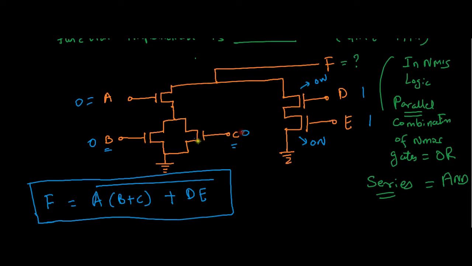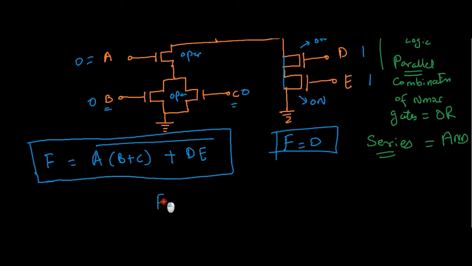Okay. At that time this will be open circuit and this will be open circuit. But since D and E are on, so this will be a closed circuit. So the logic function F will be equal to 0. So in this case, if you give the inputs here, F will be equal to 0 into 0 plus 0 plus 1 bar. This will become 1 bar, which is 0.